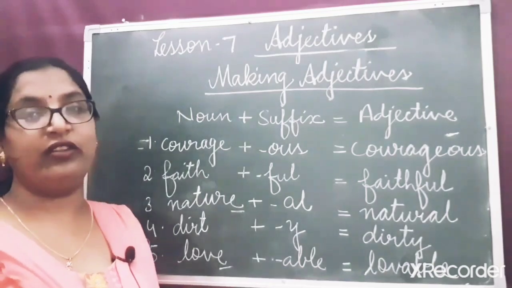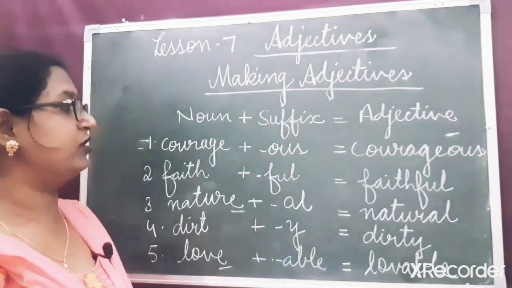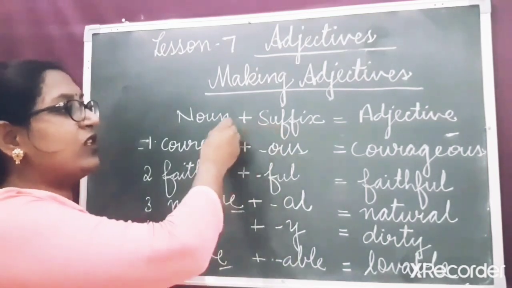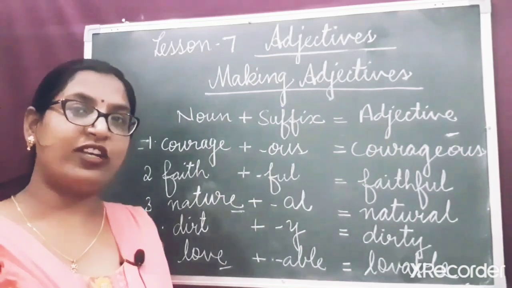So dear children, always remember, we can make an adjective from other words. When we add a suffix to a noun, we can get a new word which is called an adjective.